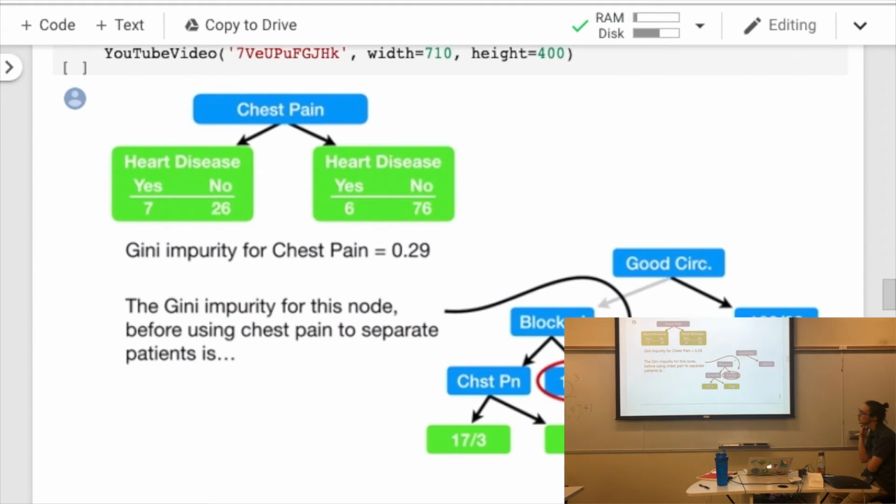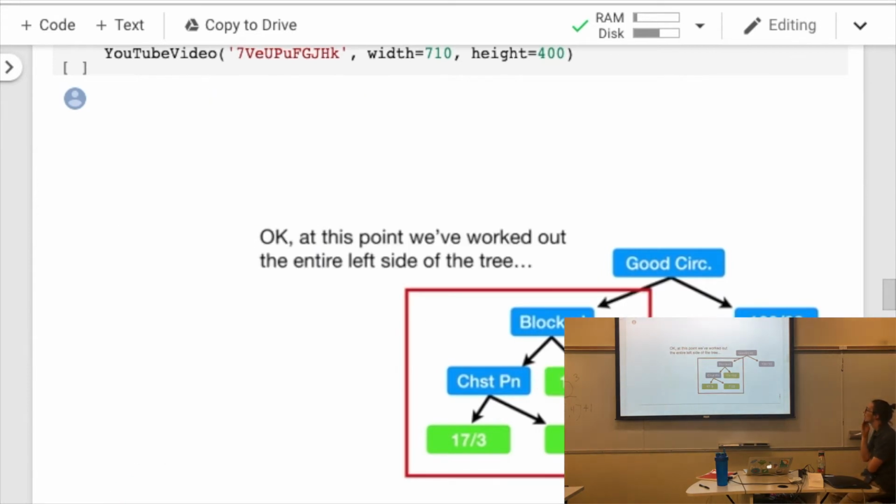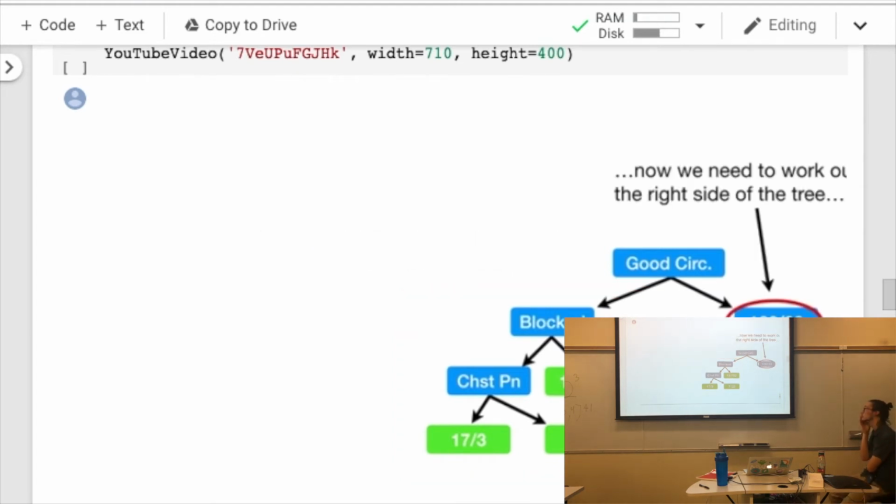The Gini impurity for this node before using chest pain to separate patients is 0.2. The impurity is lower if we don't separate patients using chest pain. So we will make it a leaf node. Okay, at this point we've worked out the entire left side of the tree. Now we need to work out the right side of the tree.